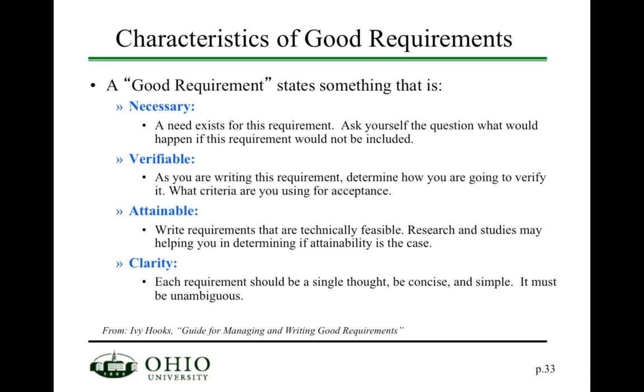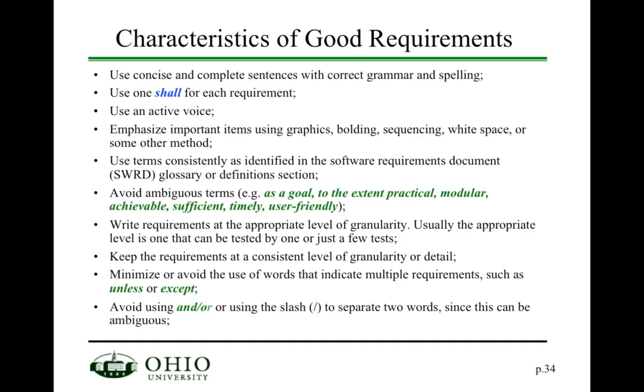Alright, so when we were talking about system requirements, we're talking about some characteristics of good requirements. And there we talk about, you have to check out if the requirement is necessary. If it's verifiable, can I test it? Is it attainable? Is it a realistic, technically feasible requirement? Or is it clear? So if you go look at the textbook, they give you a nice layout there of some characteristics of good requirements. It's a little bit more detailed.